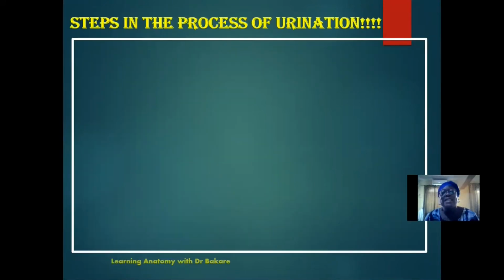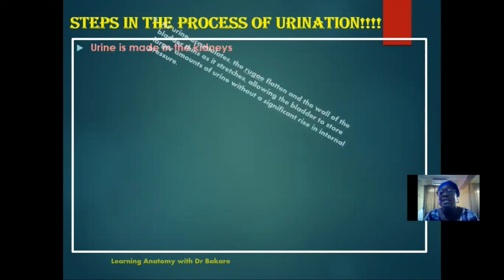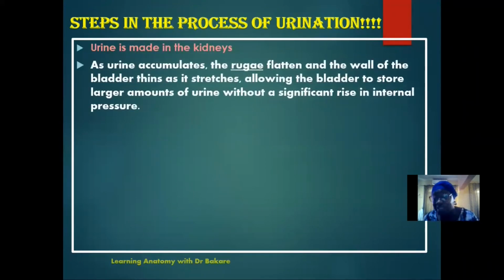So let's quickly look at the steps involved in the process of urination. Before urine will be passed out of the body, it needs to be produced. So the first step would be the production of the urine in the kidney. Then the second step would be the accumulation of the urine in the urinary bladder. And this is able to come to pass because of the rugae that are formed within the internal wall of the urinary bladder. These rugae are folds of mucosal lining, and they tend to thin out or gradually disappear as urine is being emptied into the urinary bladder. And this creates an allowance for expansion of the urinary bladder so as to accommodate more urine. This will continue until it is filled to capacity.